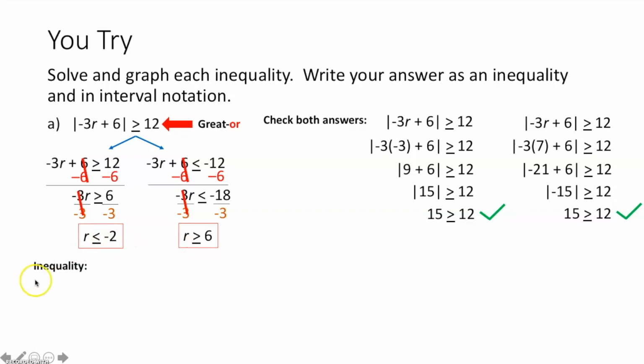I now write my answer as an inequality, and again, it's "greater or". So it's an "or" compound inequality, meaning I'm going to start with my lesser one. r is less than or equal to -2, or r is greater than or equal to 6.